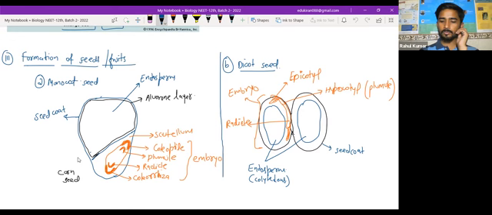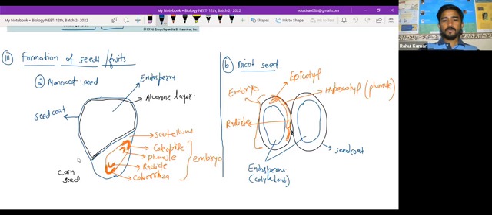The growth of a new plant from a seed. Growth of a new plant from the seed under favorable growth conditions is known as germination. Is it clear?